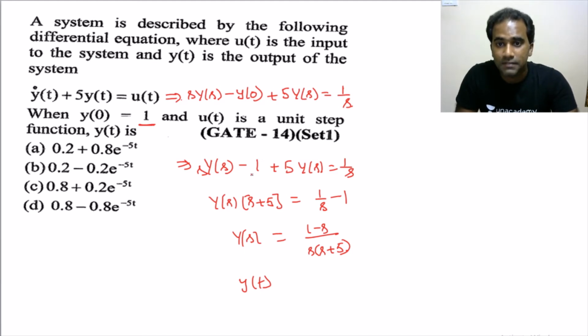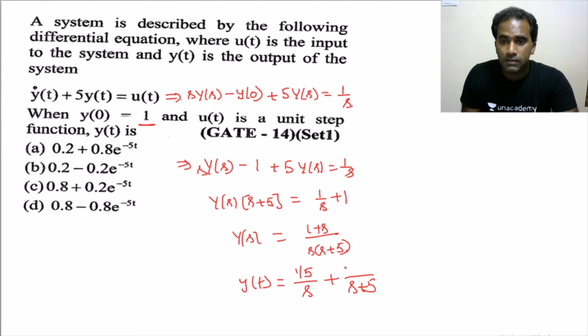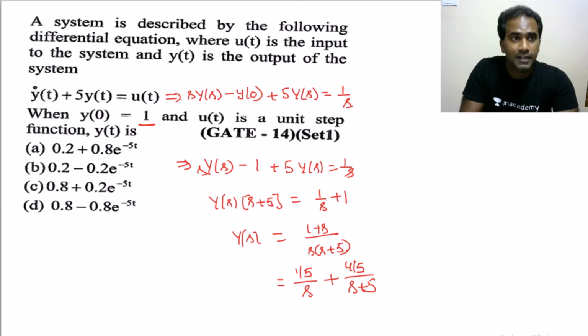One second. If this 1 is sent to the other side, it becomes 1 plus s divided by s, and the s plus 5 goes to the other side. So if you take partial fractions, if you substitute s equal to 0, it becomes 1 by 5. And if you substitute s equal to minus 5, it becomes minus 4 divided by minus 5, which is 4 divided by 5. This is Y of s only. We are supposed to find y of t, right?